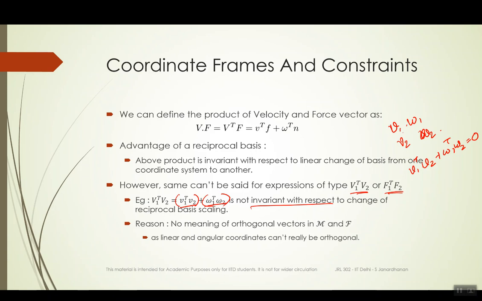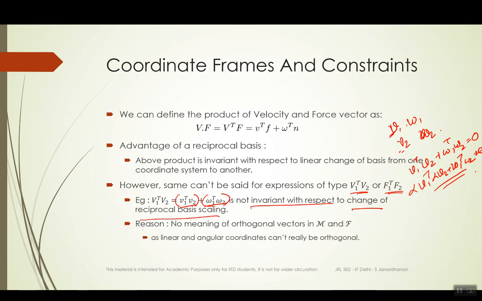Now if we scale v1, the linear velocity part, if this was 0, you can't say that alpha v1 transpose alpha v2 plus omega 1 transpose omega 2 is equal to 0. This statement now cannot be made. So the linear change in basis is not invariant. What you're saying is that the orthogonality is not invariant to the change of basis of the reciprocal basis.